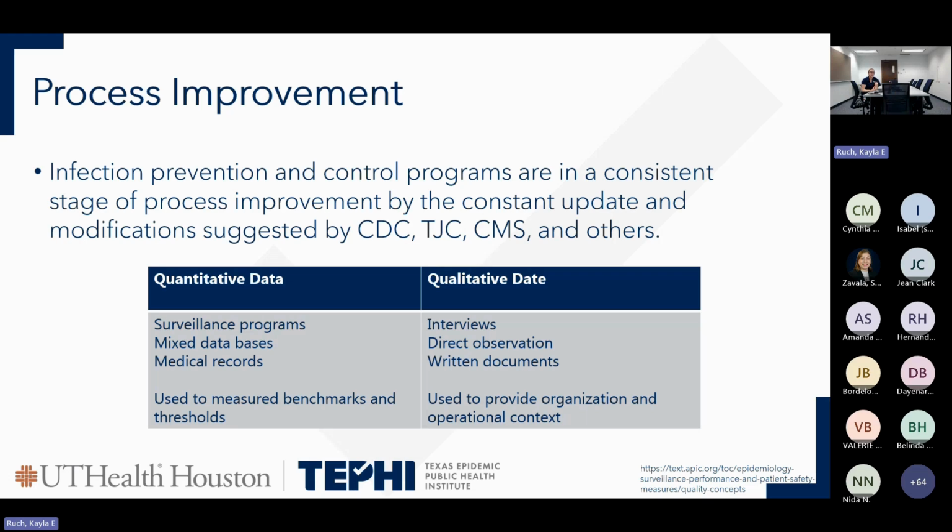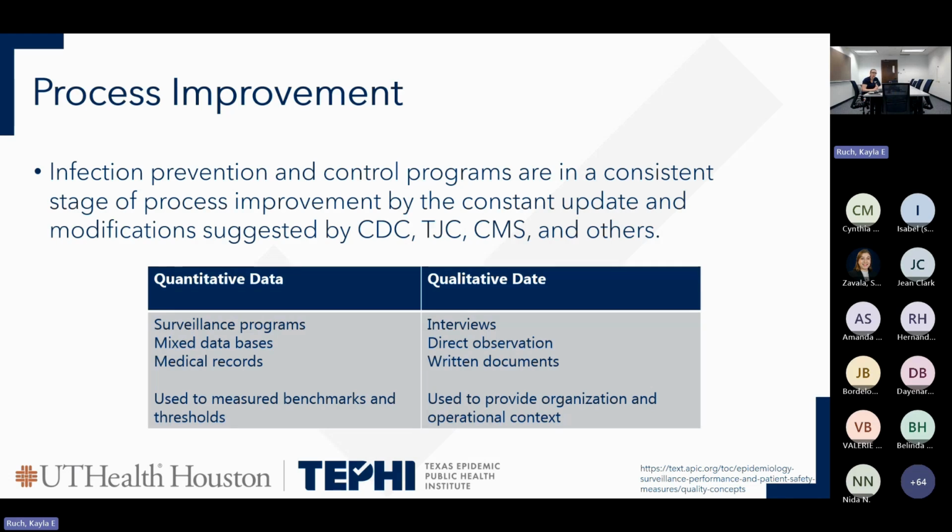So you can use two different types of data, the quantitative or qualitative. Quantitative is kind of what we think of as those hard number data. Those are our specific infection rates, our ratios. They come from our surveillance programs, our mixed database. That could be an internal database or an external database looking at our SIR rates, which is our standardized infection ratios that the National Healthcare Safety Network, or NHSN, which is a part of the CDC, set for different healthcare acquired infections, depending on your organization where you should be following.